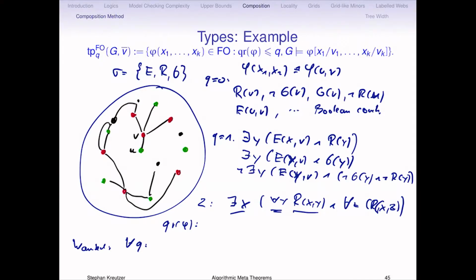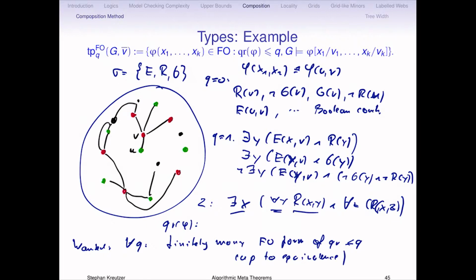And so the main property is that there are only finitely many FO formulas of quantifier rank at most q, and this is always up to equivalence.